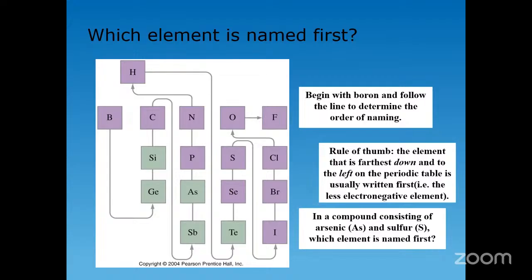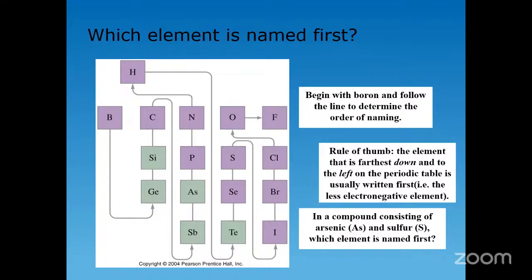The one that is further down and to the left of the periodic table will be the element that is named first, right? So let's say, for example, you have arsenic and sulfur in a compound, right? The question is, which element will be named first? If you look at the periodic table, any periodic table that you may have available, you see that arsenic is in a period below sulfur and to the left of that period, right? So therefore, the answer would be that arsenic would be named first, followed by sulfur, all right?